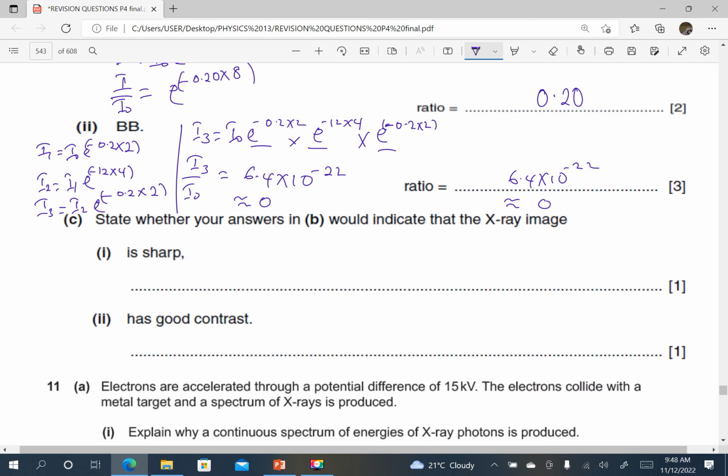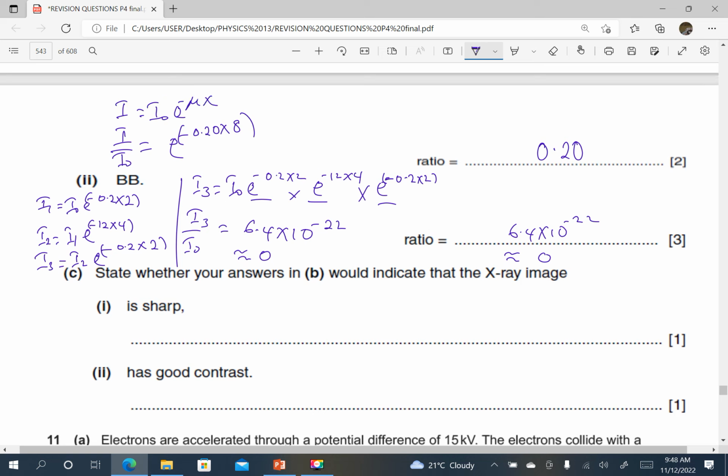State whether your answer in B would indicate that the X-ray image is sharp. Of course, we cannot tell the sharpness by looking at the fraction of the X-ray beam which has gone through. So there is no information about sharpness; the sharpness is unknown, because the sharpness cannot be obtained or compared by looking at the intensity which goes through.